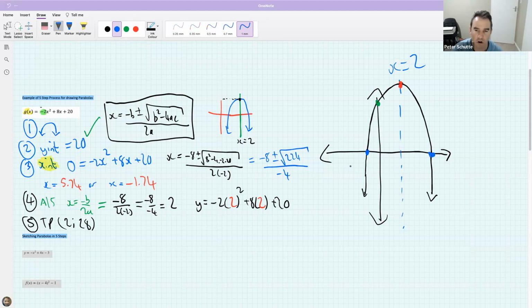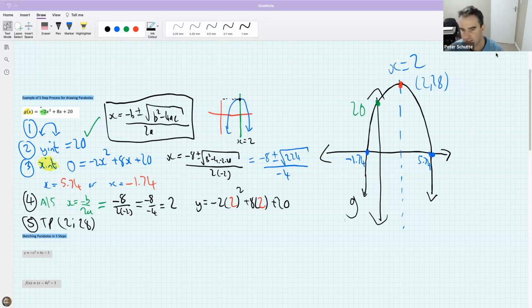So what are my labels? They're going to be minus 1.74, 5.74. This one was 20. And this one up here was 28, which is the turning point. And the final label was the graph G. So really the hard work is being done in the 5 steps. And then you just have to put your smiley or unsmiley face through the dots.